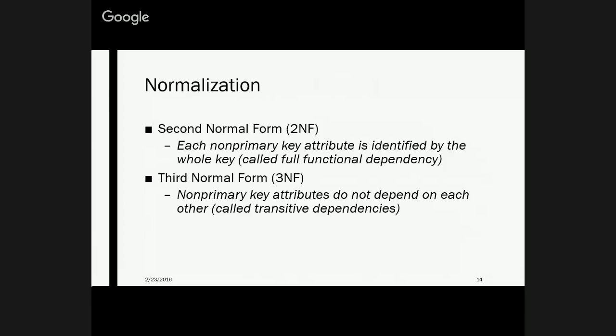third normal form, non-primary key attributes do not depend on each other. So that's that transitive dependency we had. This depends on this, and this depends on this. You don't want to have transitive dependencies. And of course, our ultimate definition in databases encompasses both of these.